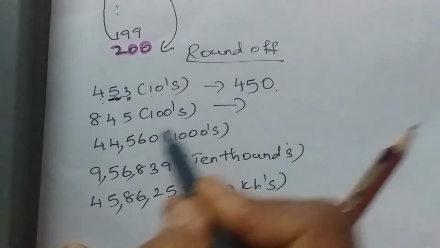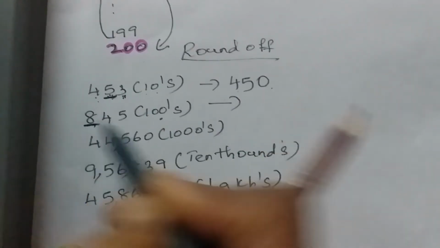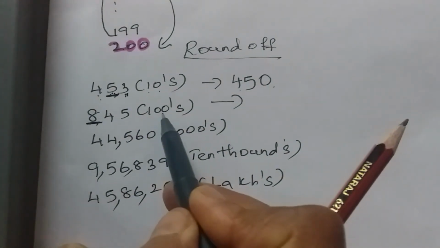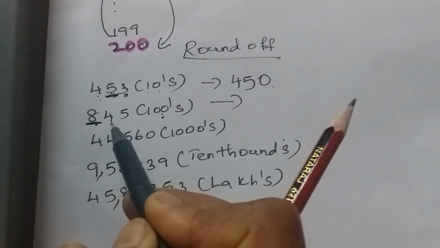Suppose next is 845, to the hundreds place. So what place is given? Hundreds. Which one will you underline? You have to underline the hundreds place. After underlining the given place, you check the next number, which is less than 5.